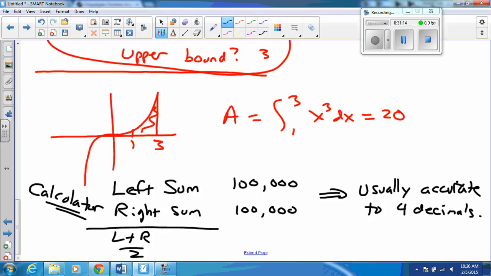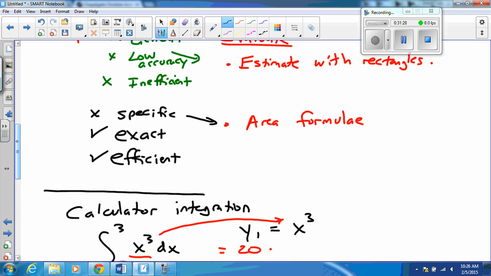To 4 decimal places, yes. Is it accurate enough using a calculator compared to what we do by hand? That's a great question. So is it accurate enough? Let's go back to our pros and cons list here. We had estimating with rectangles. Estimating with rectangles was actually very low accuracy, right? And it was also very inefficient.